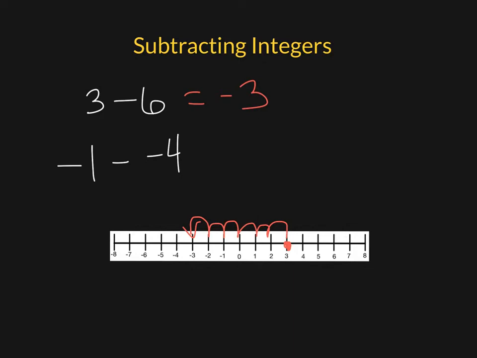For the next one, negative 1 is where we would start. But we're subtracting, which means we go backwards. But we're subtracting a negative. A negative is already backwards. So we do the opposite and we go forward. 1, 2, 3, 4. Right there to positive 3. So that's how we subtract integers on a number line.